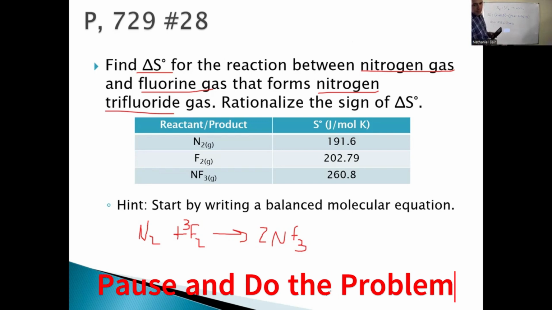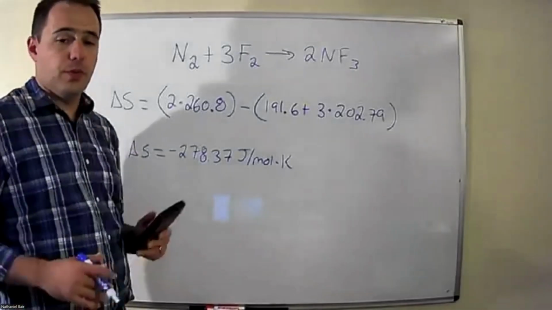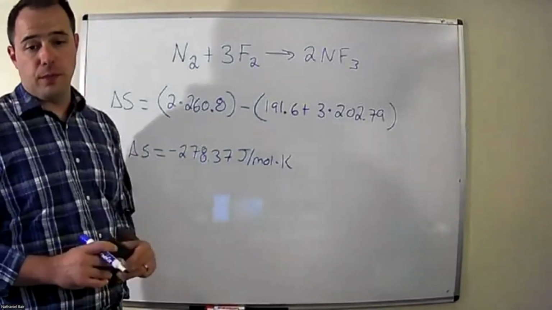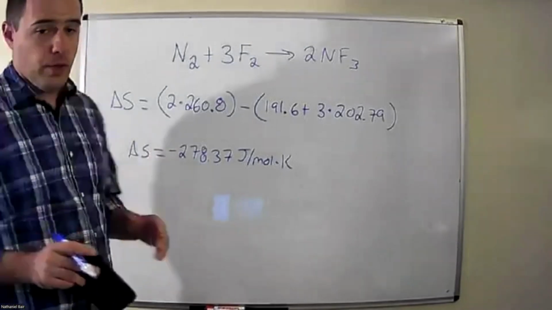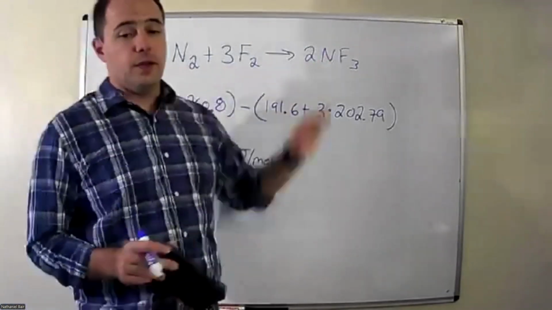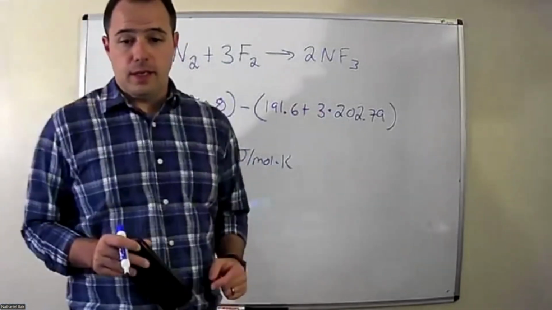So I got negative 278.37 joules per mole times Kelvin. Hopefully you predicted that there would be a negative value. Why? We go from 4 gaseous equivalents down to 2. This is becoming more ordered. That's a decrease in entropy. That's a negative delta S.